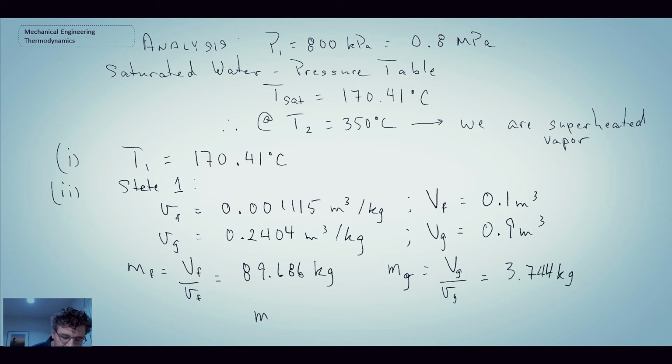So doing this, we obtain that the total mass is equal to 93.4298 kilograms. So that answers the second part of the problem. So there we've solved part 1 and part 2. The next thing they ask us to do is to determine the final volume when we're at state 2.